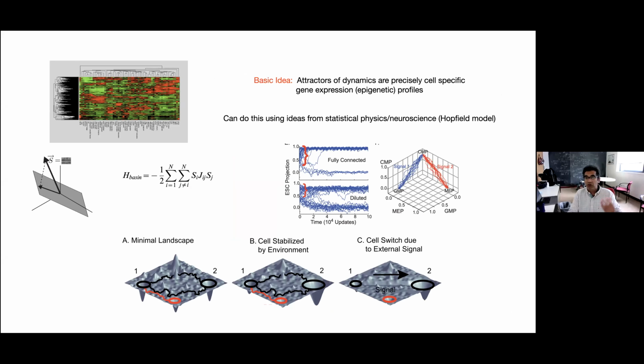The basic idea we've exploited to do this is to use ideas from computational neuroscience and statistical models, like the Hopfield model, where we think of cell types as the attractors of some high dimensional dynamical system. By using constructions very similar to those used in neuroscience to construct attractors, where you can store memories in the interactions between neurons, we said, let's think about genes interacting with each other, but now instead of memories, you're storing gene expression or ATAC-seq or epigenetic profiles corresponding to different cell types.